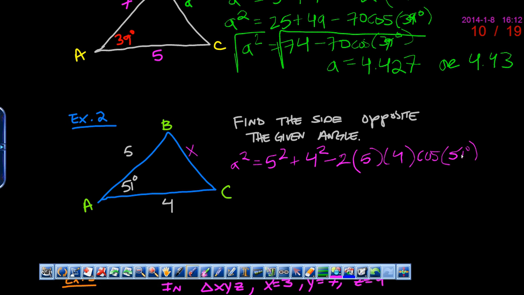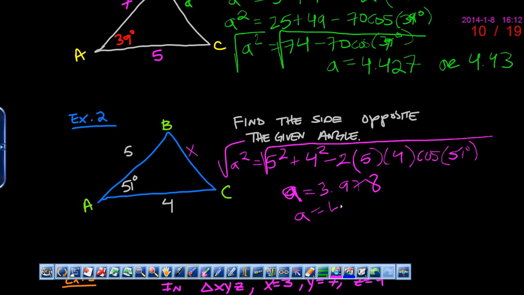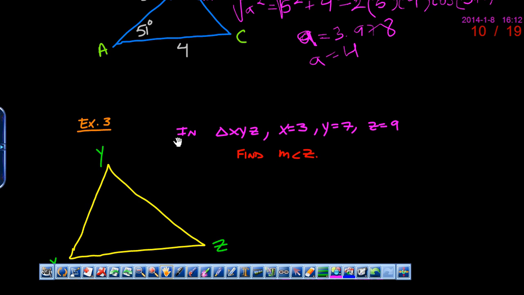Okay, so we'll do all of our multiplication, addition, subtraction, all that stuff. Be sure you take the square root of all that, and we're going to get 3.978. That's A, or if you want to round it, 4, that's cool. That would make it an isosceles triangle, which is fine. So that would make this angle 51 degrees as well, and that would be 78, I think. So that's cool. And then the last one, number 3.